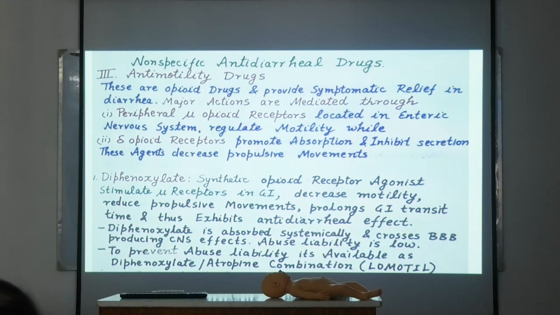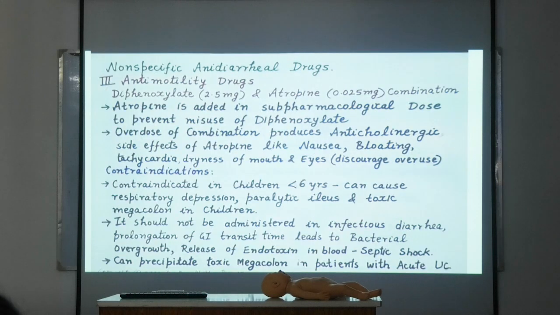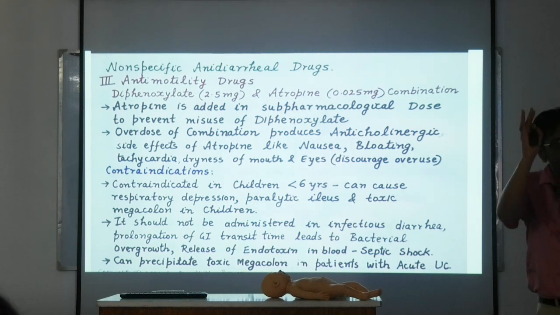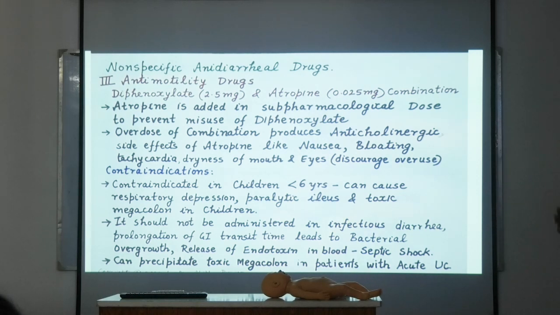That is why diphenoxylate is not sold as a single agent, it is sold as a combination agent with atropine. Diphenoxylate 2.5 milligram, atropine 0.025 milligram. It is a subtherapeutic dose of atropine. Atropine is an anticholinergic agent. It itself can reduce secretion of water in the GIT and reduce motility in the GIT. But when combined with diphenoxylate, atropine actually is exhibiting no effect on diarrhea.